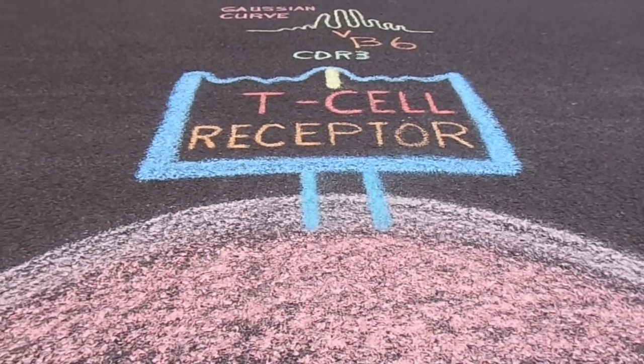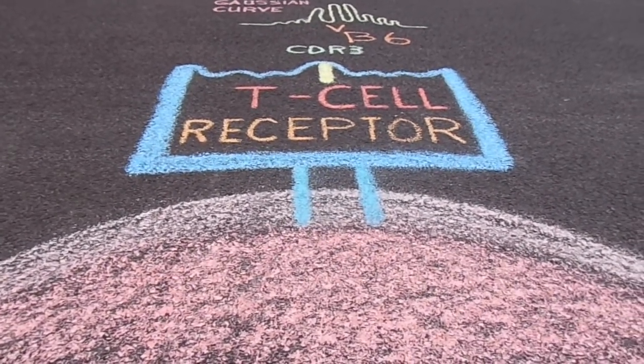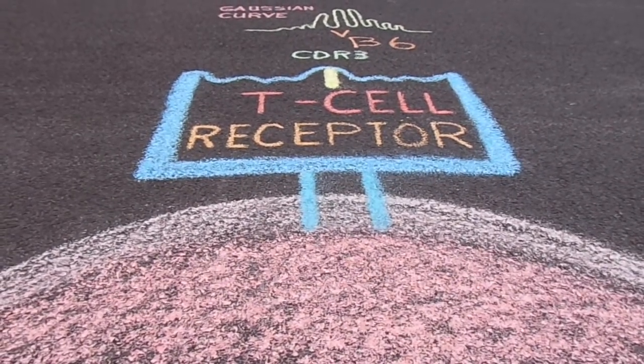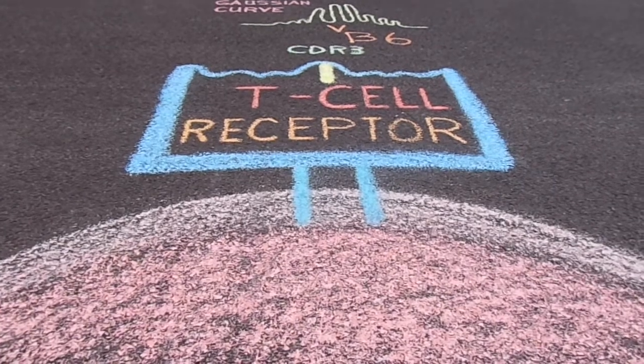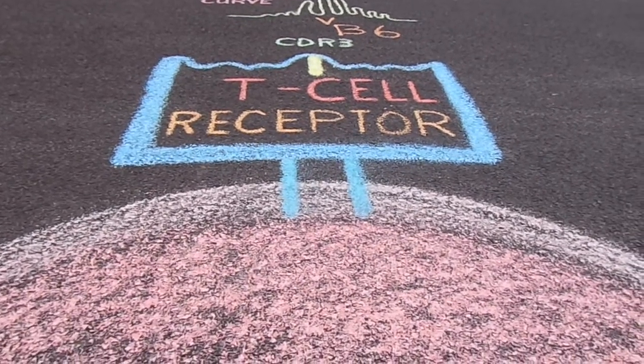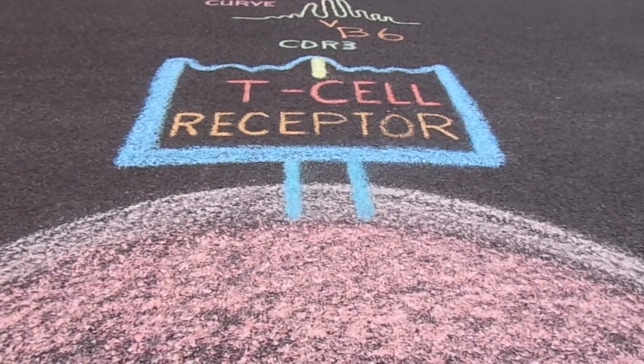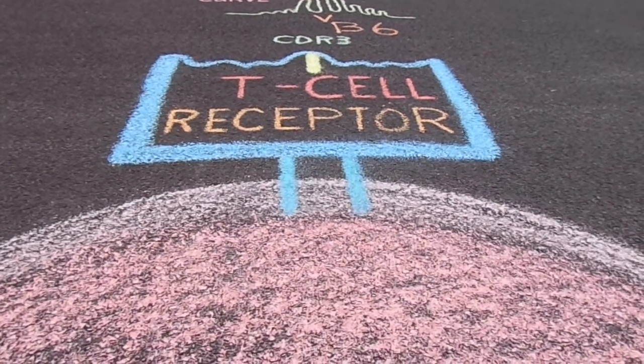The problem in detecting this variability is that there are 24 families of V-beta gene segments in humans, and it is not possible to design a single oligonucleotide primer that will anneal to all of these families.